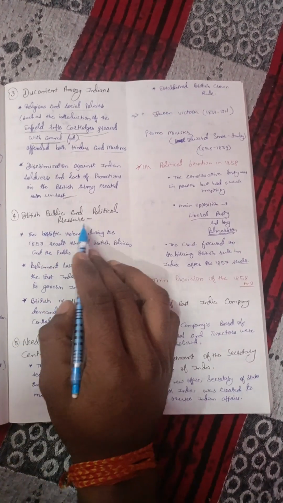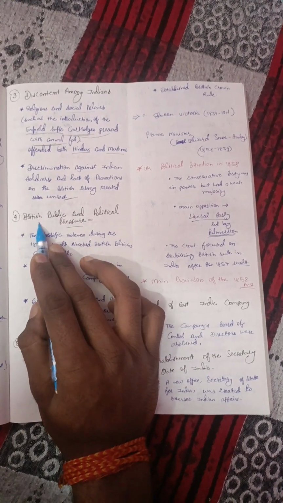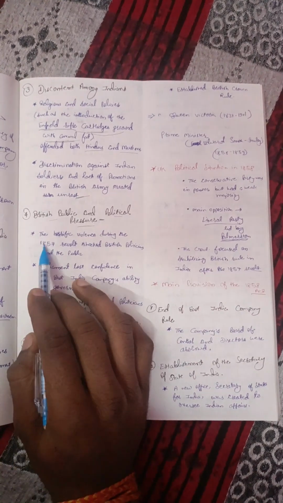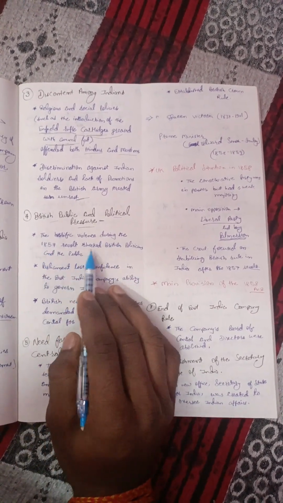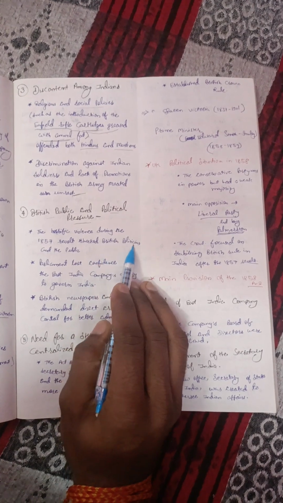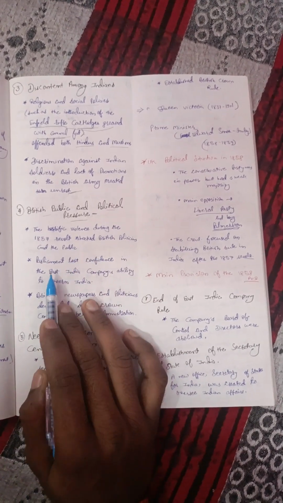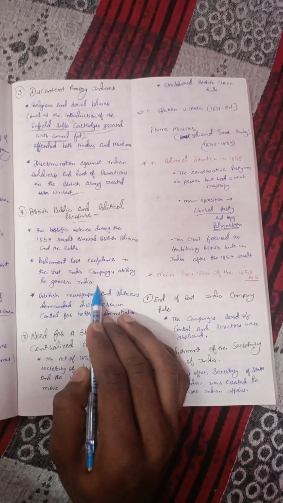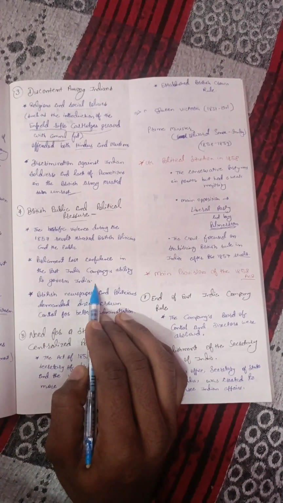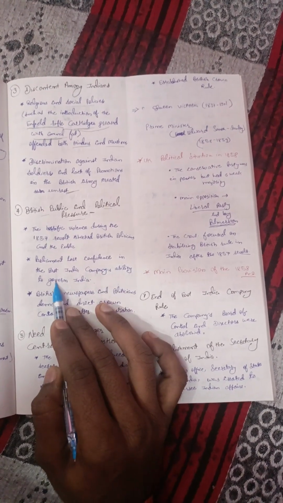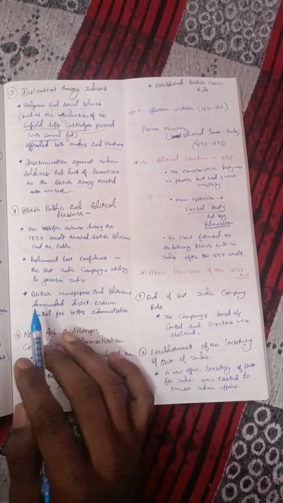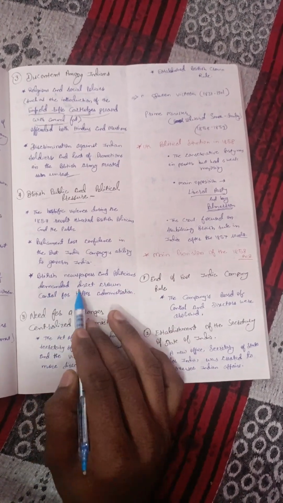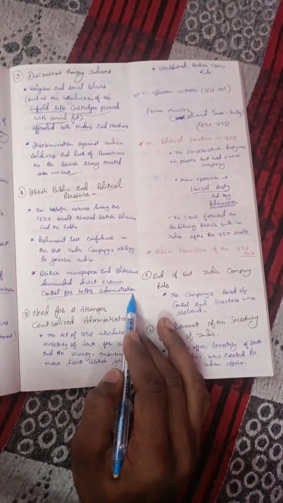Also, British public and political pressure increased the discontent. The horrific violence during the 1857 revolt shocked British politicians and the public. Parliament lost confidence in the East India Company's ability to govern India. So basically, after the revolt, Parliament lost confidence in the East India Company's ability, and British newspapers and politicians demanded direct control for better administration.